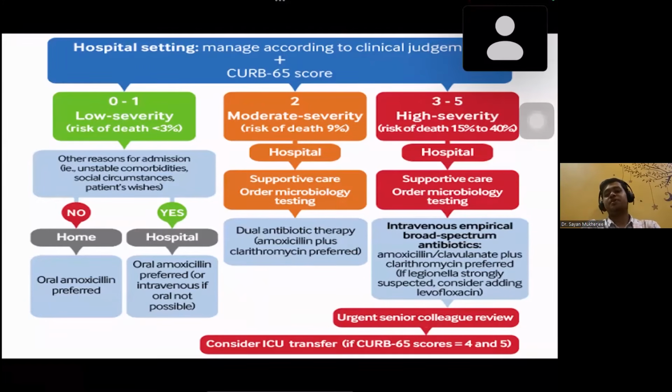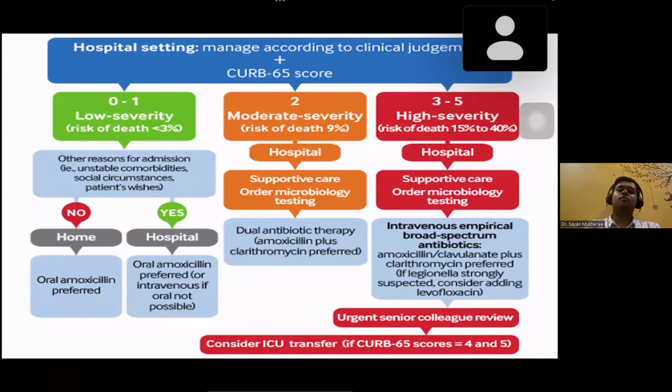If you have 0 to 1, it's called low severity pneumonia. If it's 2, it's moderately severe. If it's more than 3, it is high severity. And each of them has a specific way of treating them. The first one, if it's low severity, you can just give him a course of oral amoxicillin, and he should be better.